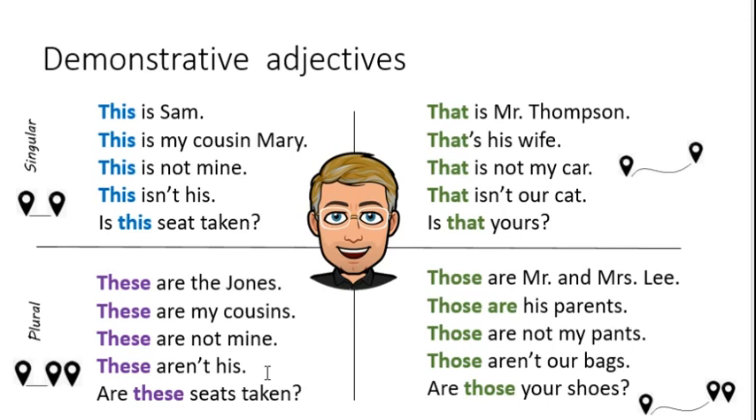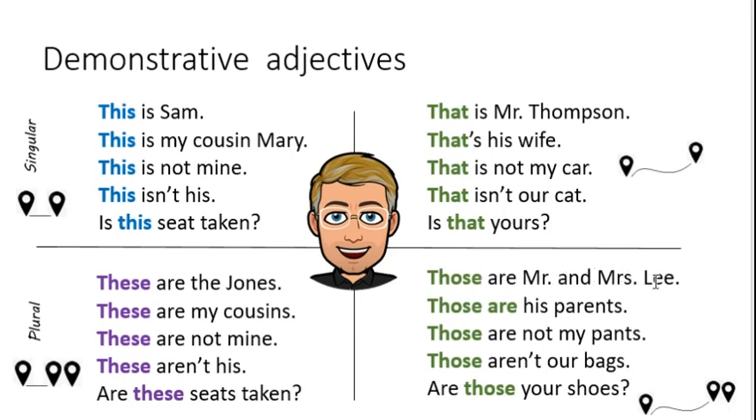For a question, you reverse the order. You start with the verb in the plural because we're talking about seats in the plural. Are these seats taken? Just the word these indicates that you are next to the seats. Now, if you are a few feet away, you would use those.